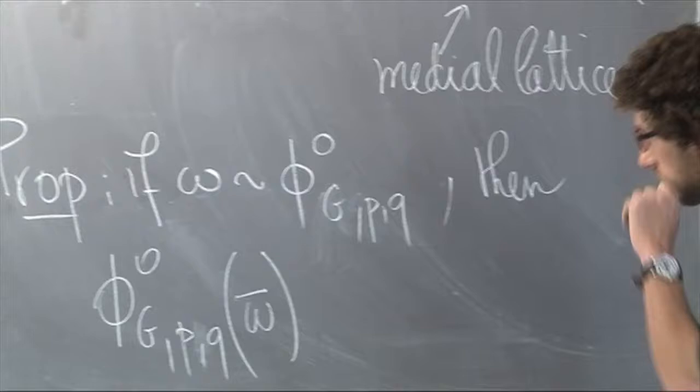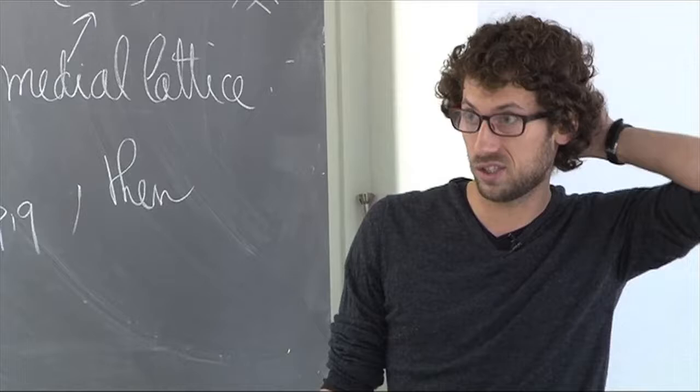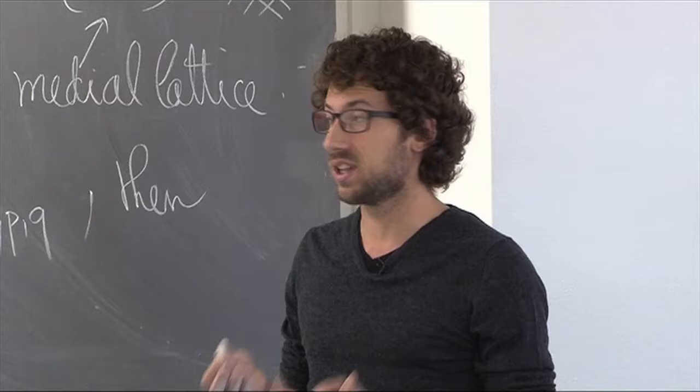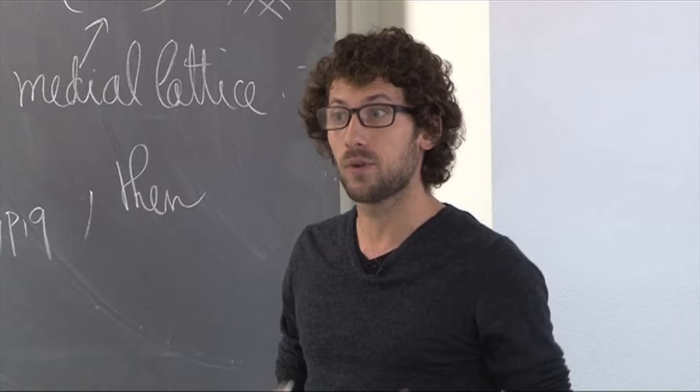And by definition, this distribution, well, it's very easy to compute. It's just the probability of omega. I can write it like that, but I would like to have something better. I would like to have an expression which involves only omega bar. So can I express it in terms of omega bar? And the answer is yes. It's going to be up to a constant.